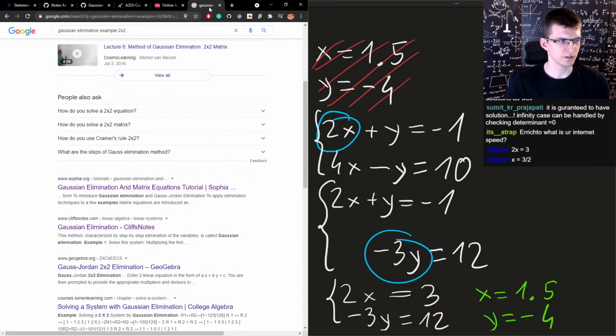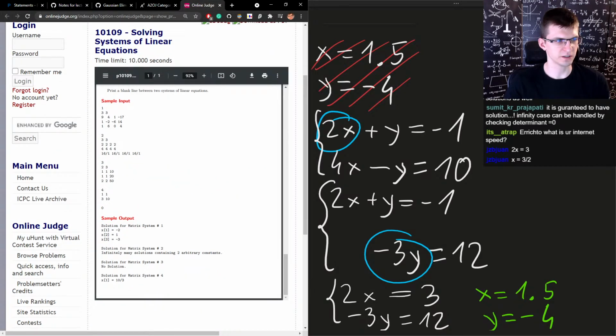Guaranteed to have solution, infinity case can be handled by checking determinant equal to 0. But tell me, how do we compute determinant? Well, for n up to 5 we can go through all the permutations. So in n factorial it's easy to compute determinant.